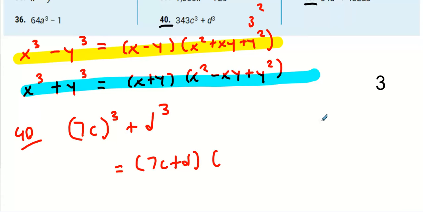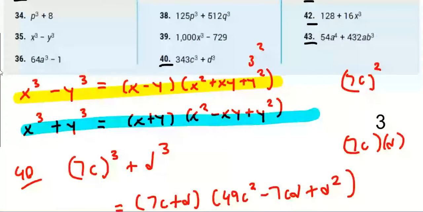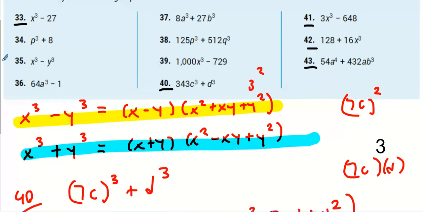Now, tell me something. What would 7c squared be? What's that? 49c squared, because you have to square 7c. And then what's 7c times d? Minus 7cd. And then finally y squared, which is, replace y with d. What do we get? d squared. Who got that one out last night? Right. Good job, all right. Now, so that's 40 then, right? Now I'm on to 41.